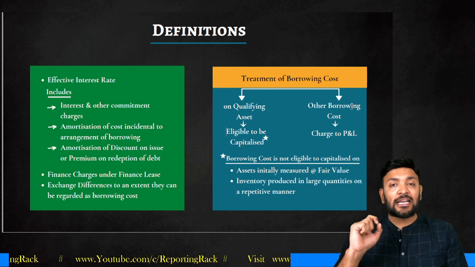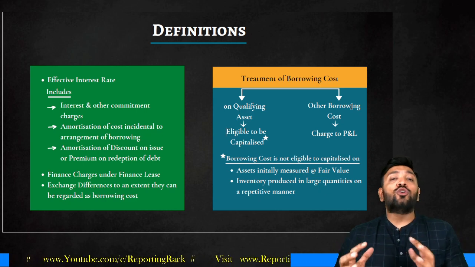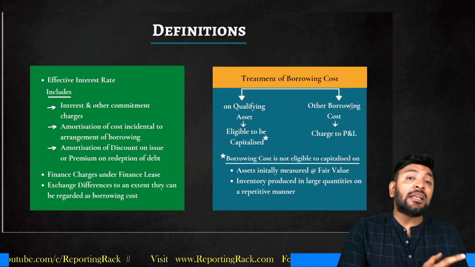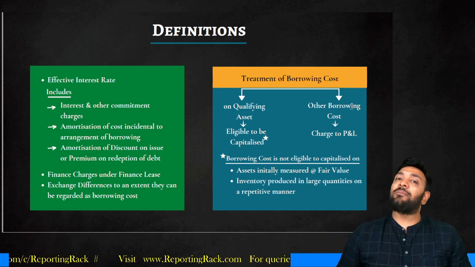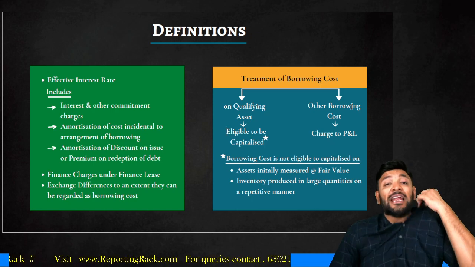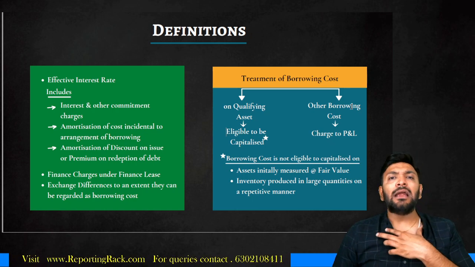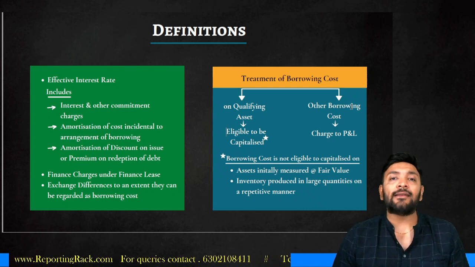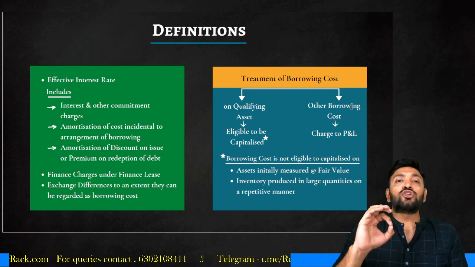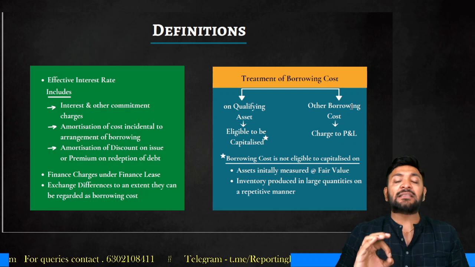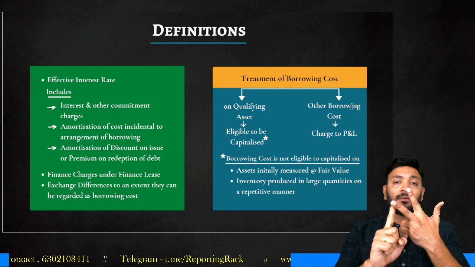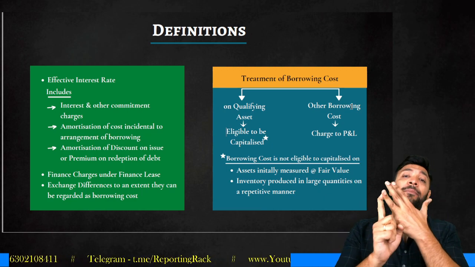So a qualifying asset is an asset which necessarily takes a substantial period of time to get ready for its intended use or sale. Either I have an intention to use the asset or I have an intention to sell the asset. Intention to use could be property, plant and equipment, an intangible asset, or investment property. Intention to sell is inventory. Inventory is an asset which is intended for sale. So a qualifying asset to which borrowing costs can be capitalized can be property, plant and equipment, an intangible asset, an investment property, and also inventory.